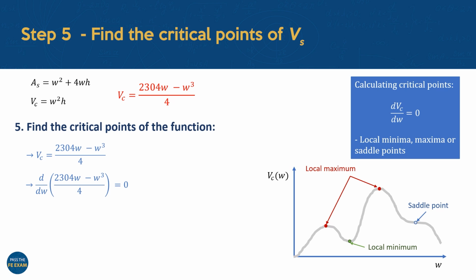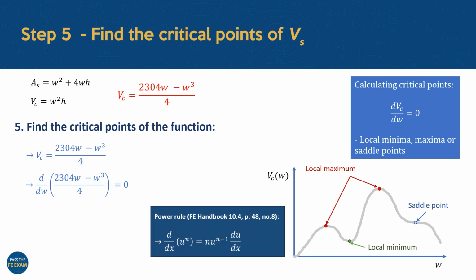To find the critical points of our volume function, we take its first derivative with respect to the width w, using the classic power rule of differentiation, which you can also find in the FE handbook on page 48 for your reference. We differentiate our equation step by step. After differentiating and setting the equation to 0, the function now has the form 2304 minus 3w squared, divided by 4, equals 0. Now, we solve for the container's width, or its critical points.